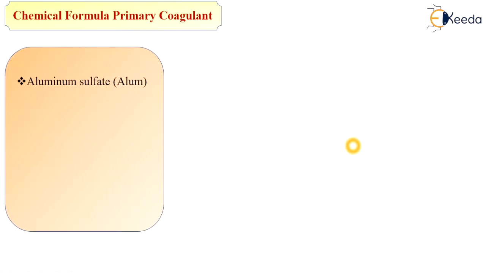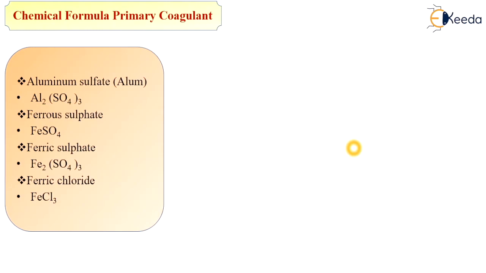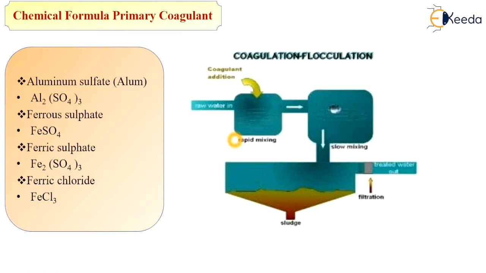So let's see the formulas of these salts. First is aluminium sulfate, or we can call it alum. The chemical formula of alum is Al2(SO4)3. Next is ferrous sulfate. The chemical formula of ferrous sulfate is FeSO4. Next is ferric sulfate. The chemical formula of ferric sulfate is Fe2(SO4)3. And next is ferric chloride. The chemical formula of ferric chloride is FeCl3. These are the forms of coagulants that we use in the coagulation process.